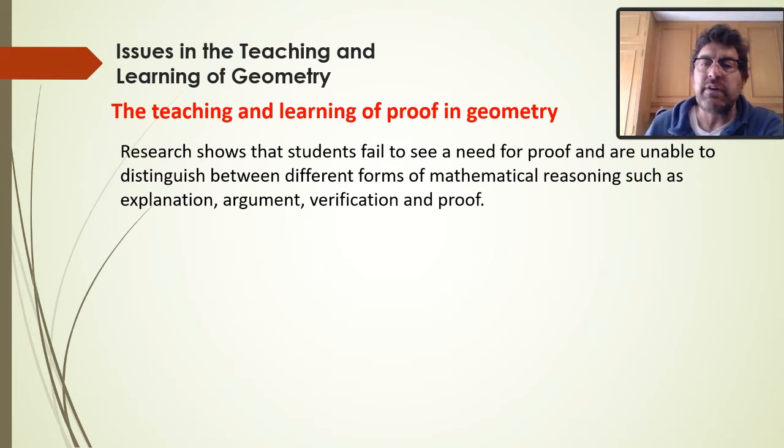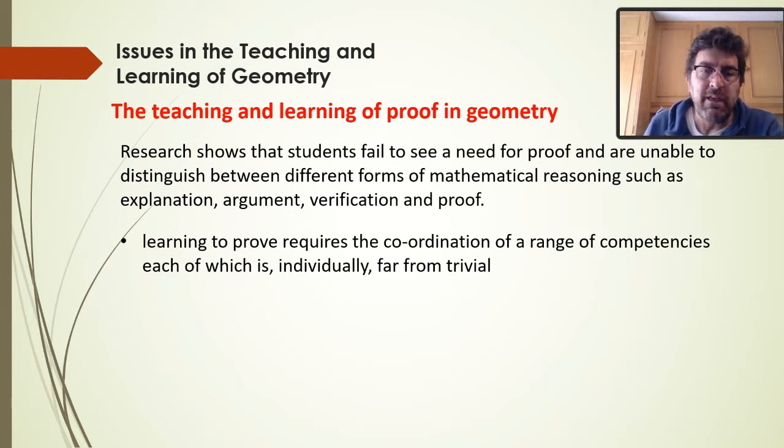Okay, now folks, there's a lot that has been published about this, so I suggest that you read more articles on proof as well. Learning to prove requires the coordination of a range of competencies, each of which is individually far from trivial. Not anybody can construct a proof. You will hear in the video series we talk about the minimum and sufficient properties. Well, prove that it is a square if those minimum and sufficient properties are in place. Is a very, very sophisticated process.